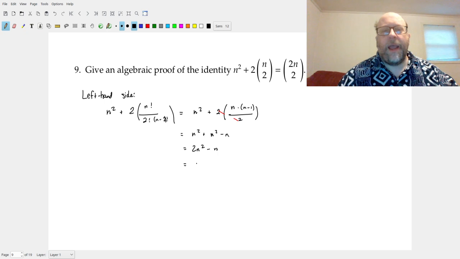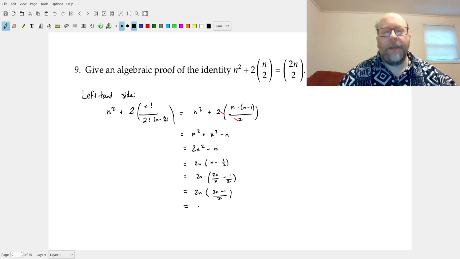Well, this is the same thing as, how do we want to write this out? 2n times n minus 1/2, which is the same thing as 2n times, I'm going to simplify this fraction here by getting a common denominator. This is 2n over 2 minus 1/2, which is the same thing as 2n times 2n minus 1 over 2.